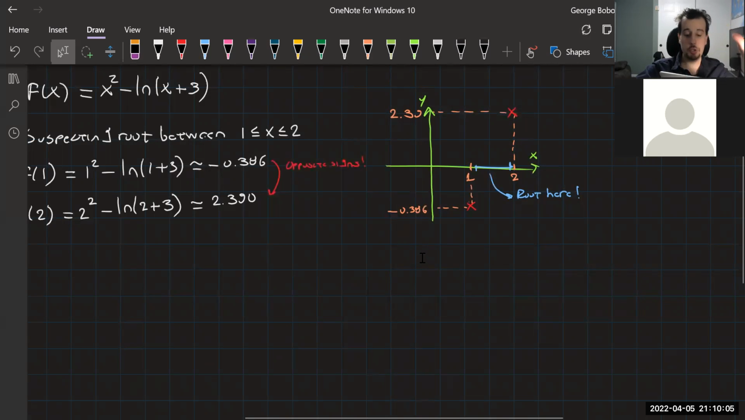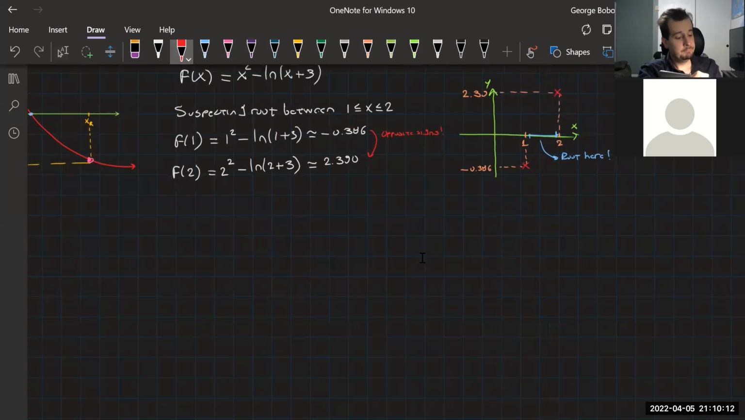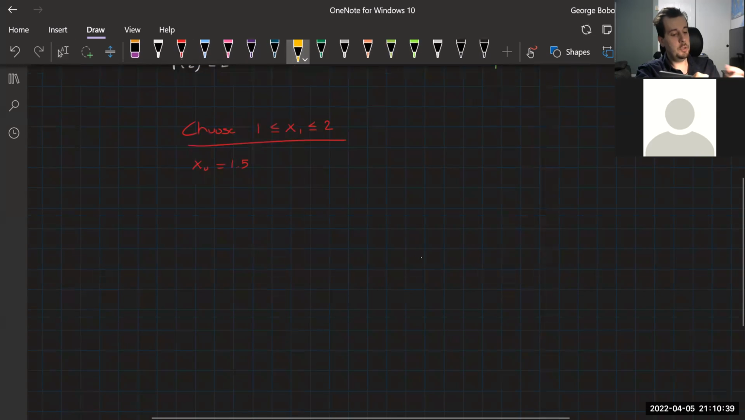Okay, so pick a number between 1 and 2. 1.5. Okay. So choose over here x naught between, again, 1 and 2. That should be x1 rather. Okay. All right, and you chose here 1.5. That's fine. Do you remember how to apply Newton's method?